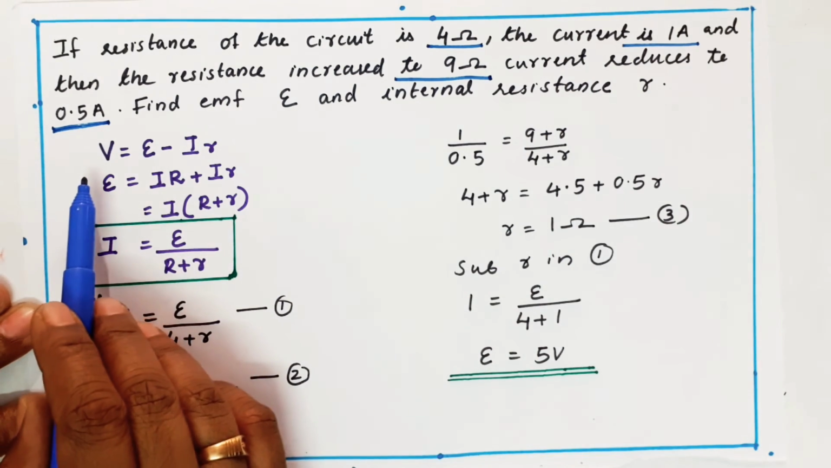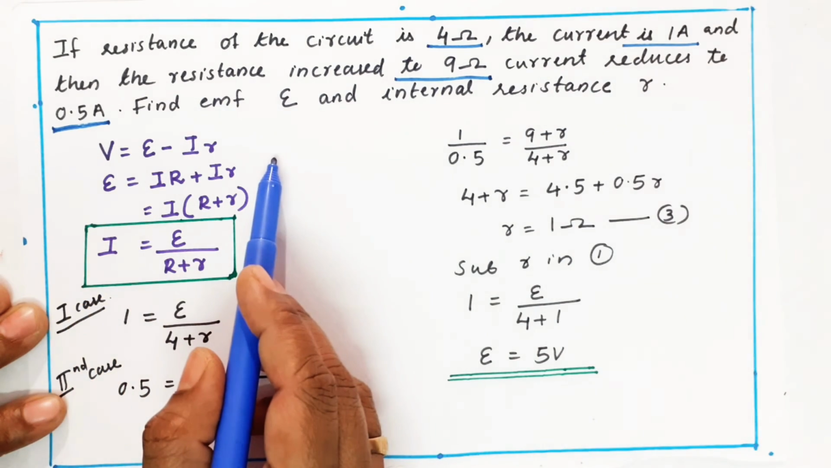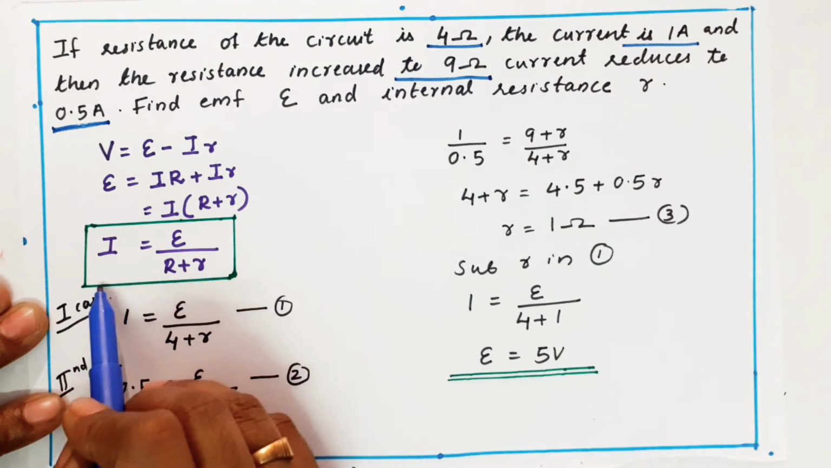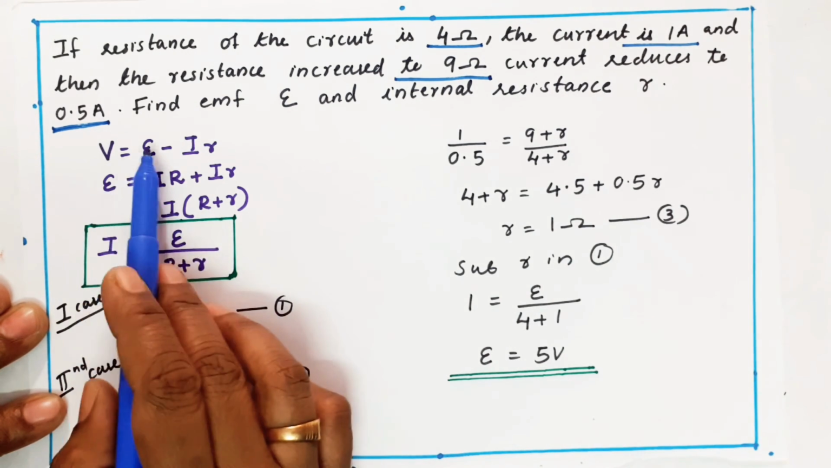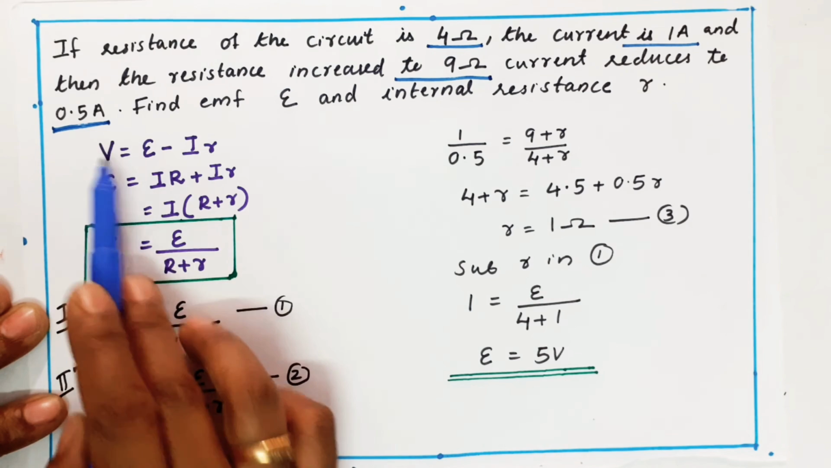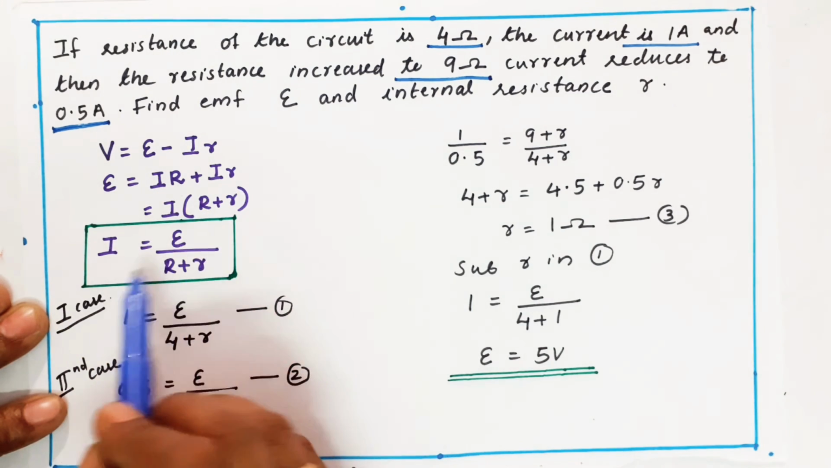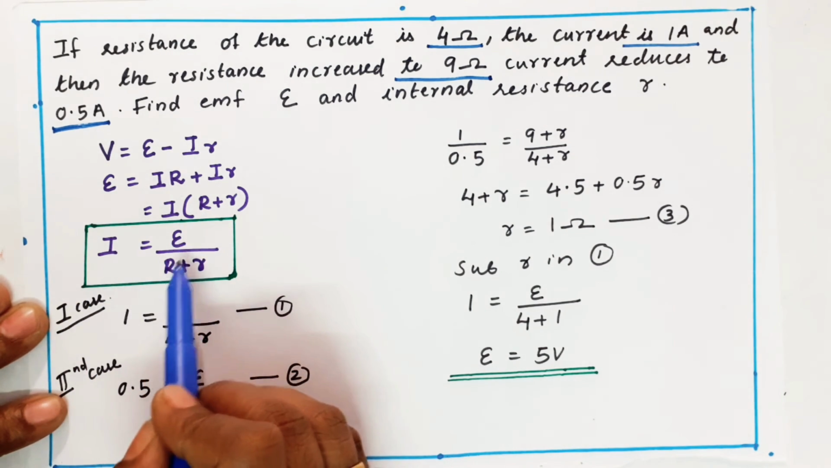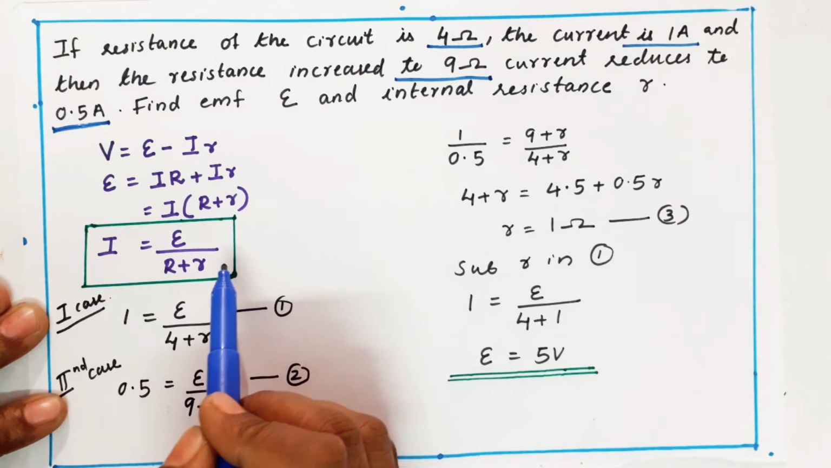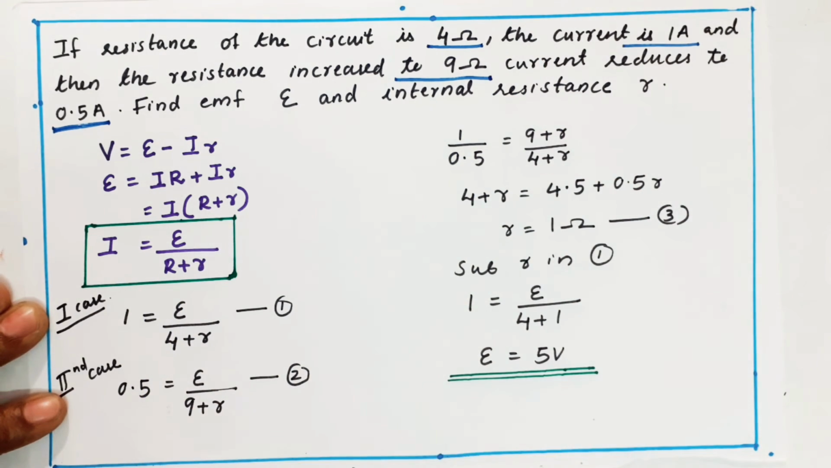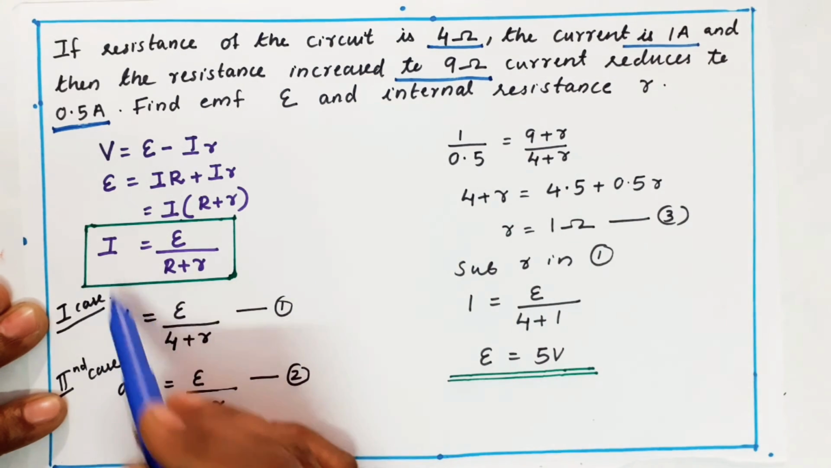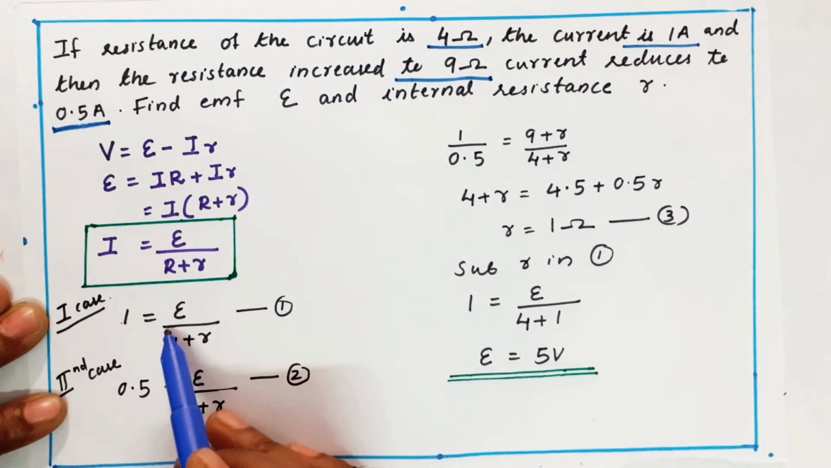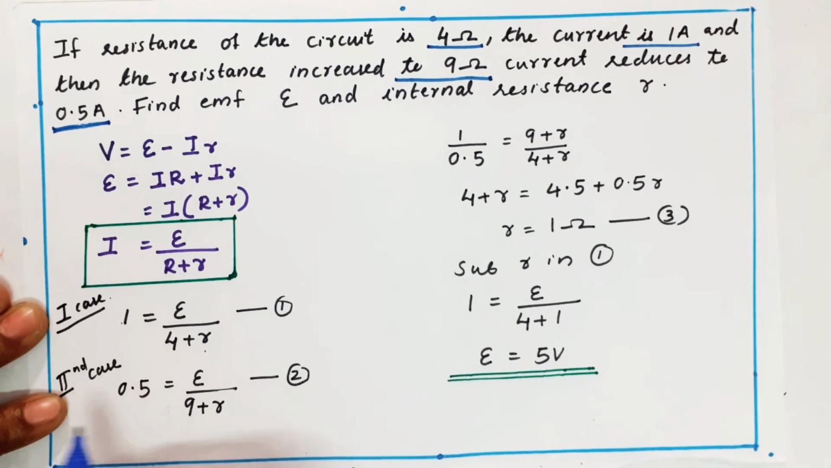I have taken my standard equation V equals E minus Ir. From here I can write I equals E by R plus r. I just arranged all the terms: the r term goes to the other side, V according to Ohm's law is IR. Then I can write I equals E divided by R plus r. We are just substituting these values. First case: current 1 is equal to E, which we don't know, divided by external resistance 4 plus r. This is equation number 1. Second case: 0.5 equals E divided by 9 plus r.